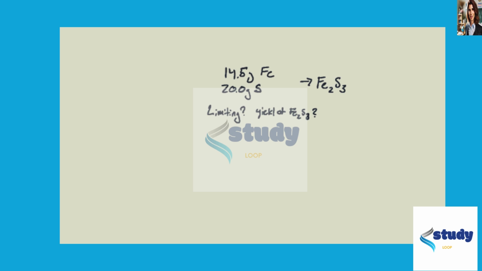All right, so we have 14.5 grams of iron and 20.0 grams of sulfur, and they are combined to form iron(III) sulfide. Now, the formula for iron(III) sulfide is 2 irons and 3 sulfurs, right? That's because the iron is 3 plus. If you get 2 of them, that makes 6. So you would need 3 sulfides at minus 2 each to total 6, right? And you need 2 and 3 because that's the lowest common multiple at which they'll meet, right?